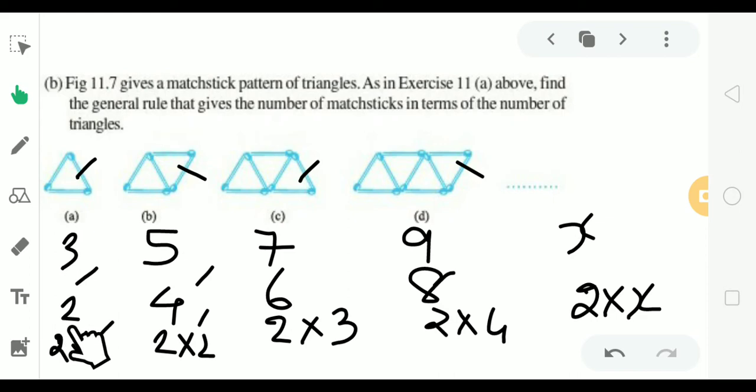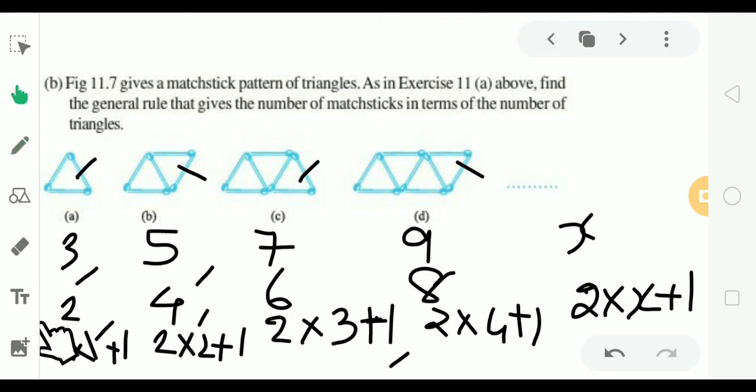For making the rule, we just removed 1 stick from each pattern. So it is actually 2 times 1 plus 1. Look at the 2 into 1 is 2, 2 plus 1 is 3. And here 2 2's are 4 and 1 more is there. So that then only it becomes 5 matchsticks. And here similarly plus 1 will be there, then plus 1 at last there also.